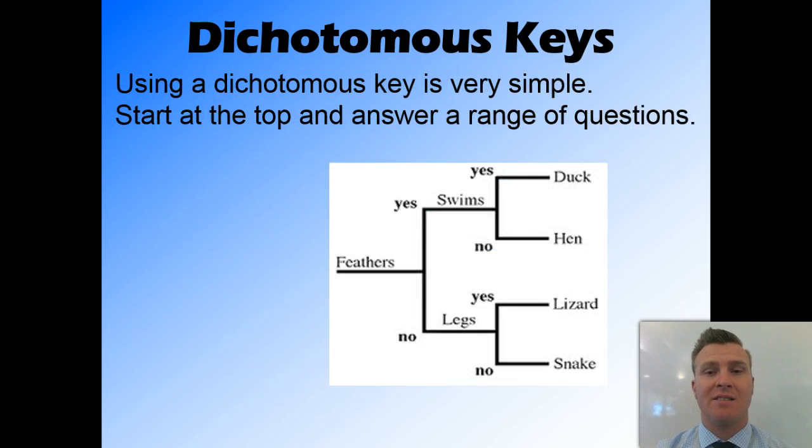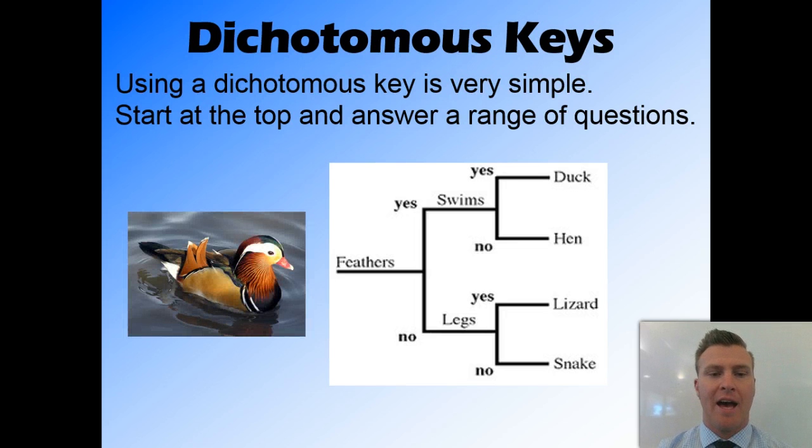Using a dichotomous key is very simple, and in this case we have a flowchart dichotomous key, so a flowchart representation of a dichotomous key. And we just start at the top where everything is, and we answer a few questions until we get to what a particular thing is. So we can look at this one. We'll give this one a go.